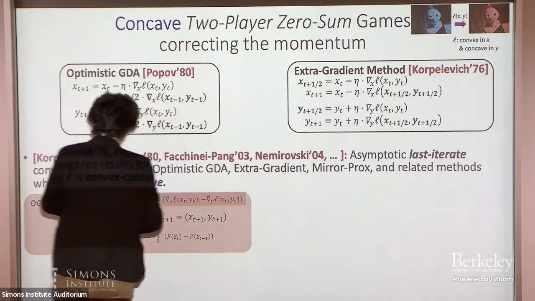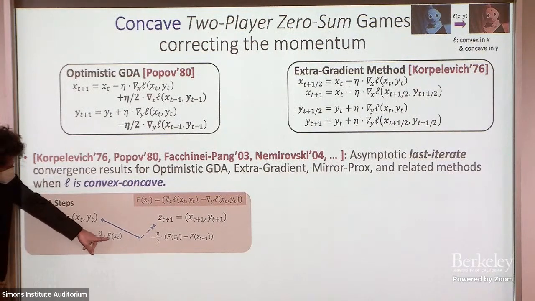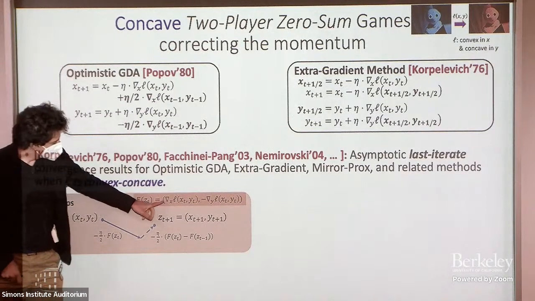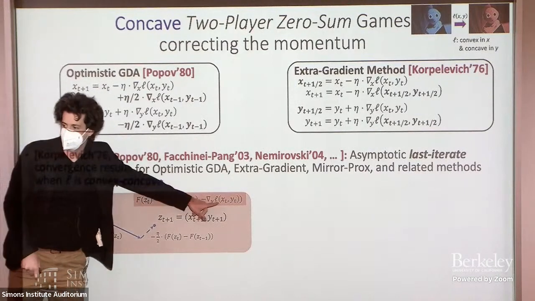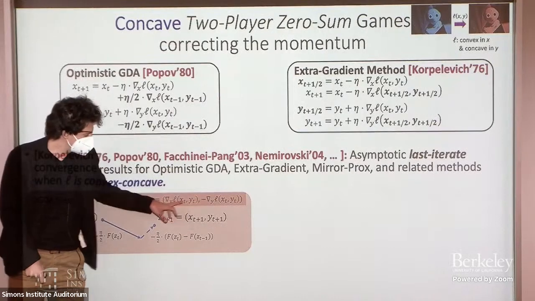So what I'm doing here is I'm representing the pair of points, the pair of iterates, xt and yt by zt for conciseness. And by f of z, I'm representing the gradient field, right? Which is gradient with respect to x minus gradient with respect to y, because one is trying to minimize and one is trying to maximize. This is the right thing to do.